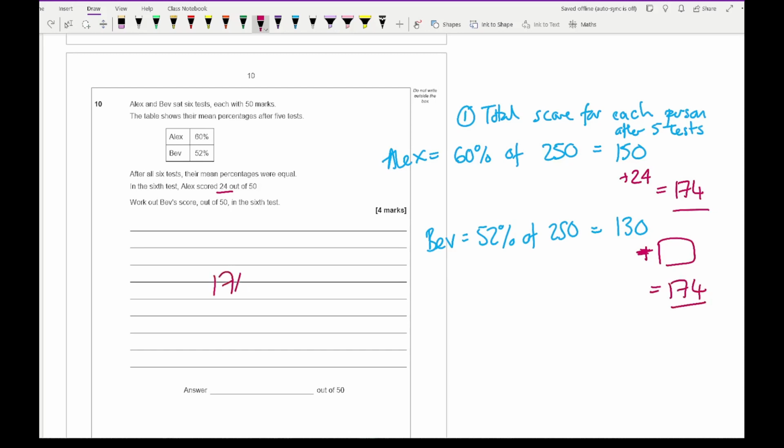So it's going to be 174, take away 130. So then Bev scored, well, they did pretty well to get 44 out of 50.